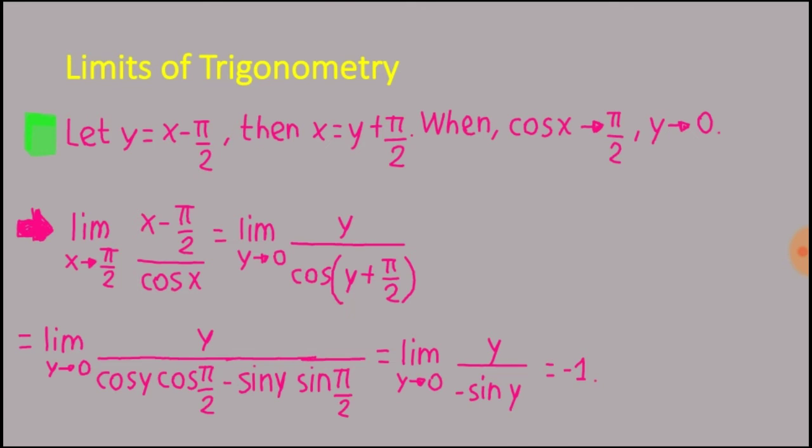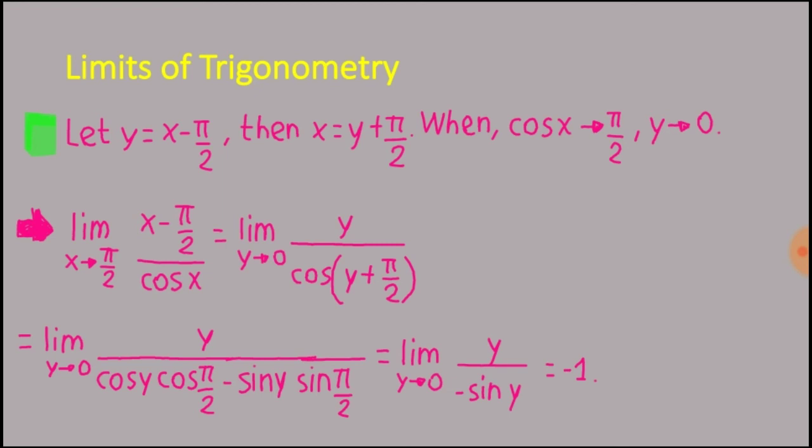Oh yeah, limits of trigonometry. Because when we determine about the trigonometric function like sine, cosine, tangent, what's the measure for the functions you're going to do with it? Let y is equal to x minus pi over 2. Then x equals to y plus pi over 2. When cos x must be pi over 2, y must be 0. Limit x tends to pi over 2, x minus pi over 2 over cos x.